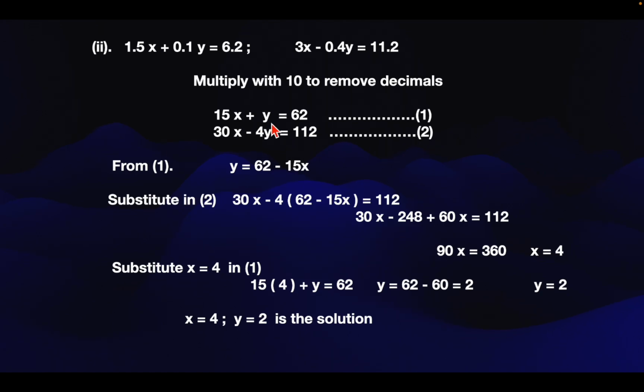So let us now take this value. This is the simplest value. So y is equal to 62 minus 15x. Substitute this in the second equation. In place of y, write down 62 minus 15x. So here it is. Open the bracket, simplify, you get the value of x as 4.